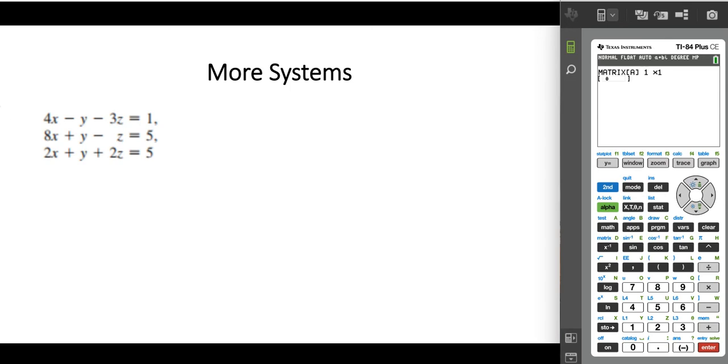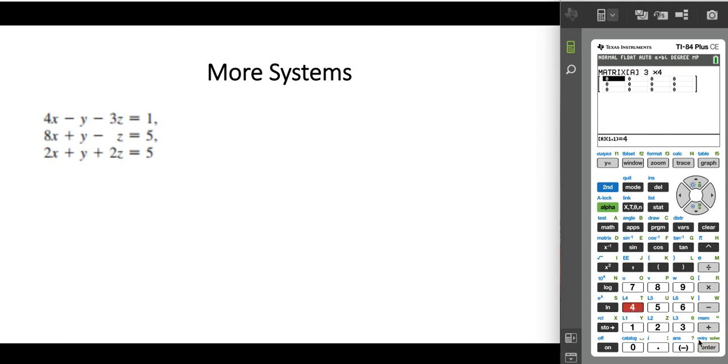And our system is 3 rows by 4 columns. So it's a 3, press enter, 4, press enter. Now that pulls up a matrix that's 3 by 4. And we're going to plug in these coefficients. Be very, very careful. Make sure you plug these in correctly.